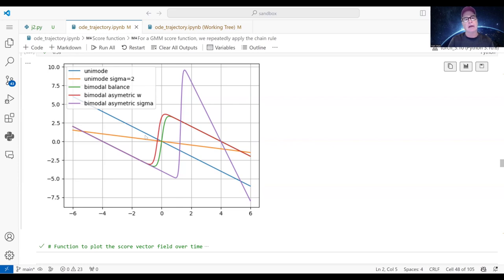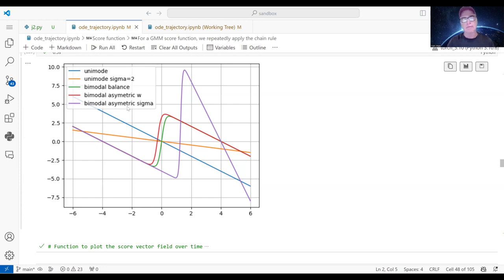Then in an asymmetric weight, it's still the same distribution, a standard deviation of 1 Gaussian at plus and minus 4, but one is weighted more heavily than the other. That has a shift. The curve doesn't change a lot, but it moves towards 1. So that crossover point you can see has shifted.